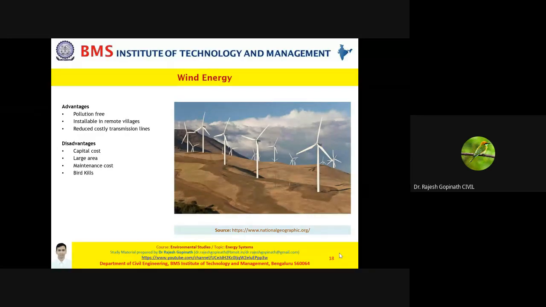Okay, friends, I'm sure you must have seen these wind turbines. Now if you go towards Chitradurga, if you go towards Salem, if you go towards Anantapur, you will find a series of these wind turbines installed.